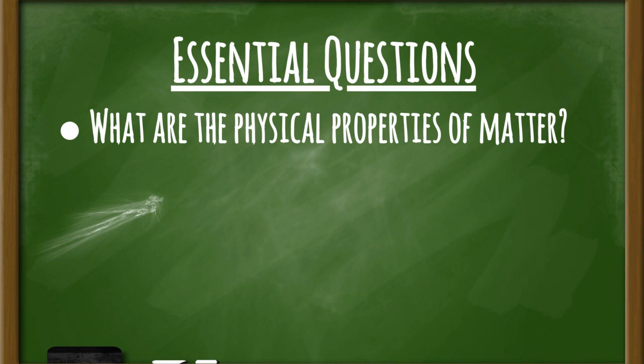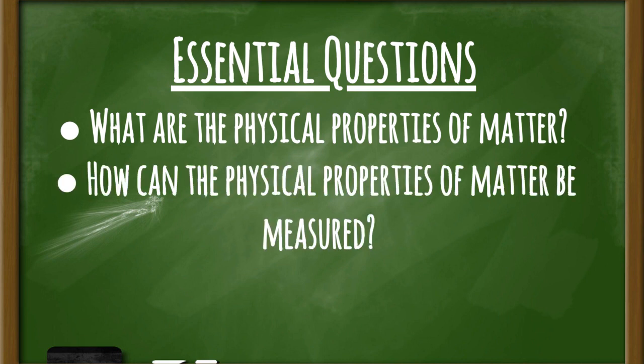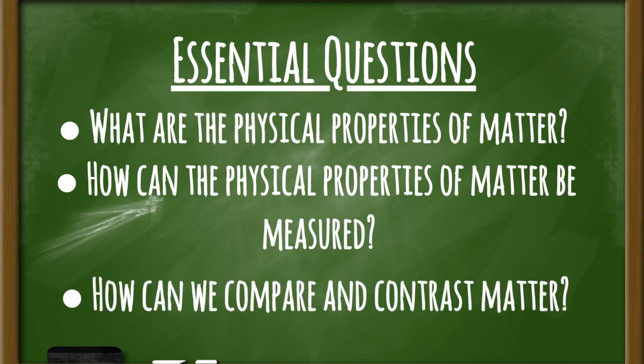Let's look at the second one. Listen first. How can the physical properties of matter be measured? Read that one with me. How can the physical properties of matter be measured? And our last one. Listen first. How can we compare and contrast matter? Read that one with me. How can we compare and contrast matter?